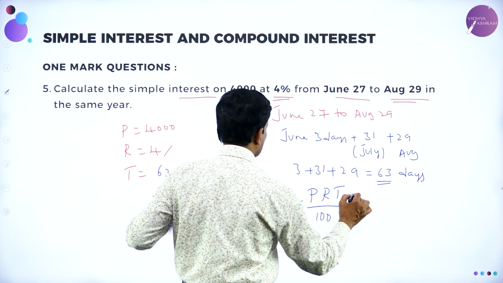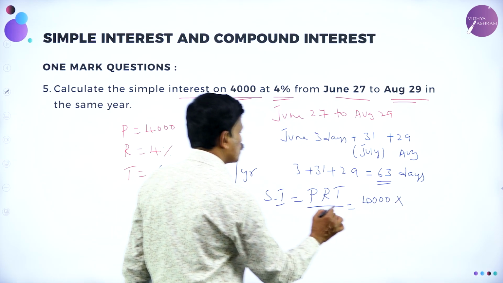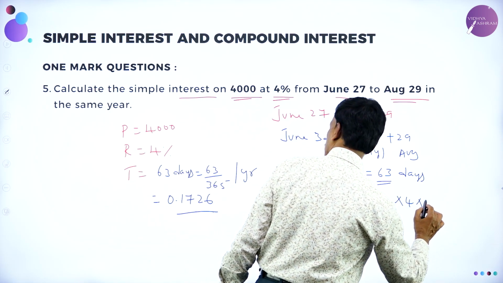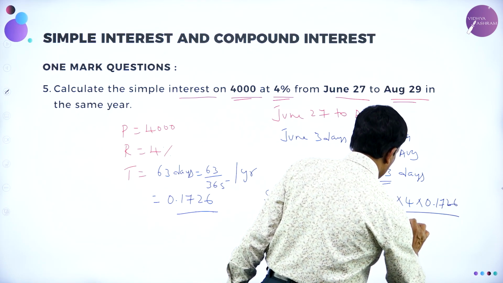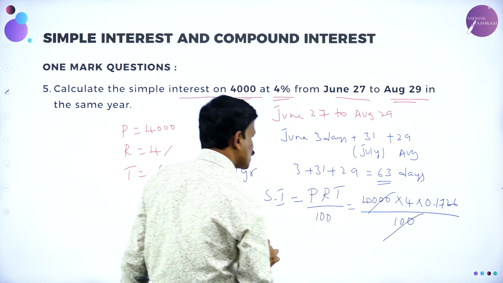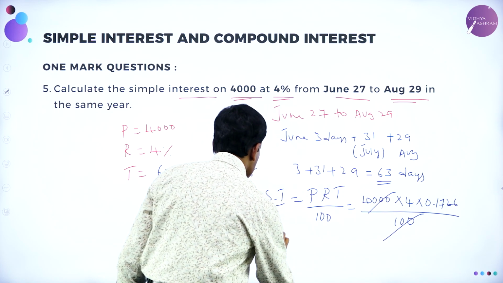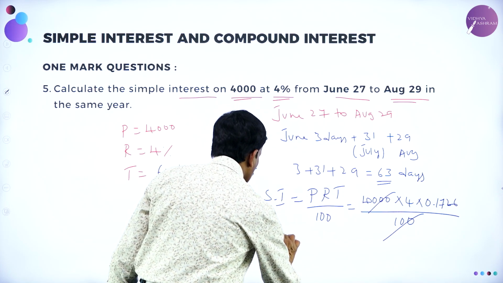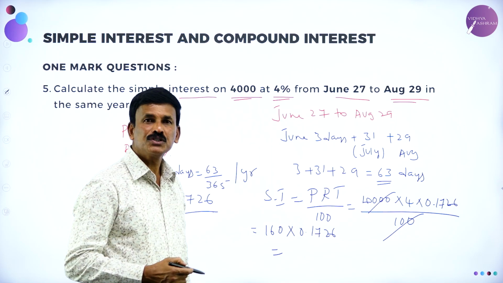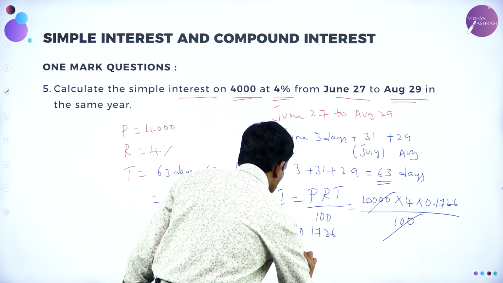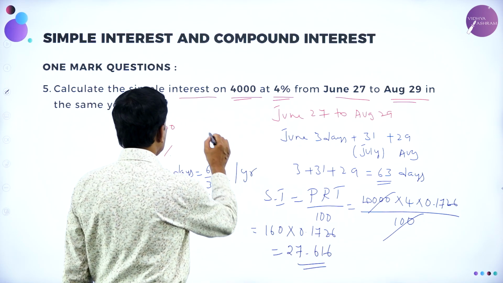The principal is 4,000, into the rate of interest 4%, into the time period 0.1726, divided by 100. The 2 zeros get cancelled. 40 into 4, 4 4s are 16, that's equal to 160. 160 into 0.1726 is exactly equal to 27.616.